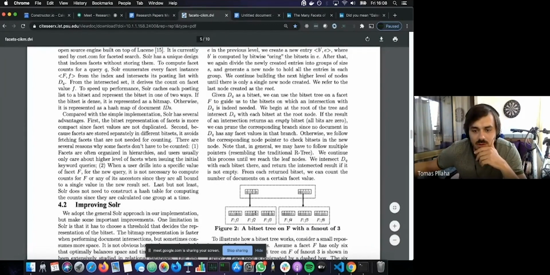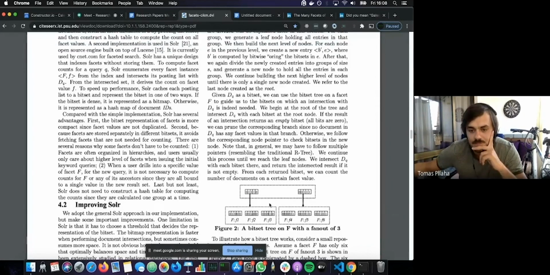Then for each layer, they create additional nodes on top. So the value here is a bitwise OR of each of these posting lists. So basically, what this tells you is if you have any ones here, it means that there are some facets under this branch that match a document. So you group the facets, you take the posting list of each, and then for each facet group, you create an additional layer on the tree where you take the bitwise OR on each.